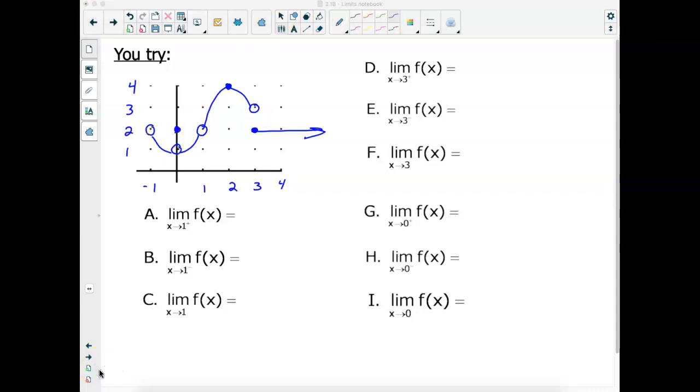Back, hopefully you answered A through I, and I'm going to start on A. Now, please pay attention to the superscript here. What is the limit as x approaches 1 from the right of f of x? As I approach 1 from the right side, I'm coming in right here, right? That limit would be 2. What is the limit as I approach 1 from the left of f of x? That would be coming in from the left side. That limit looks like it's 2.